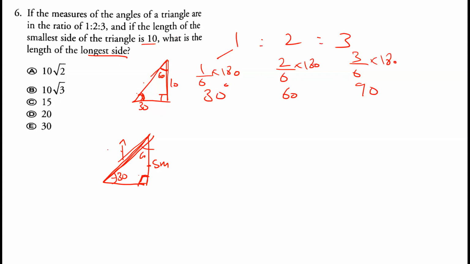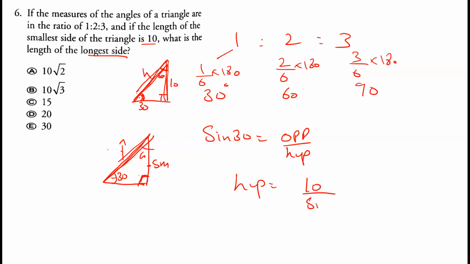So the length of the longest side would be this hypotenuse. I know that sine 30 equals opposite upon hypotenuse. This is your opposite, the side opposite 30 is 10, and this is your hypotenuse, which would be your longest side. So hypotenuse would be equal to 10 divided by sine 30.